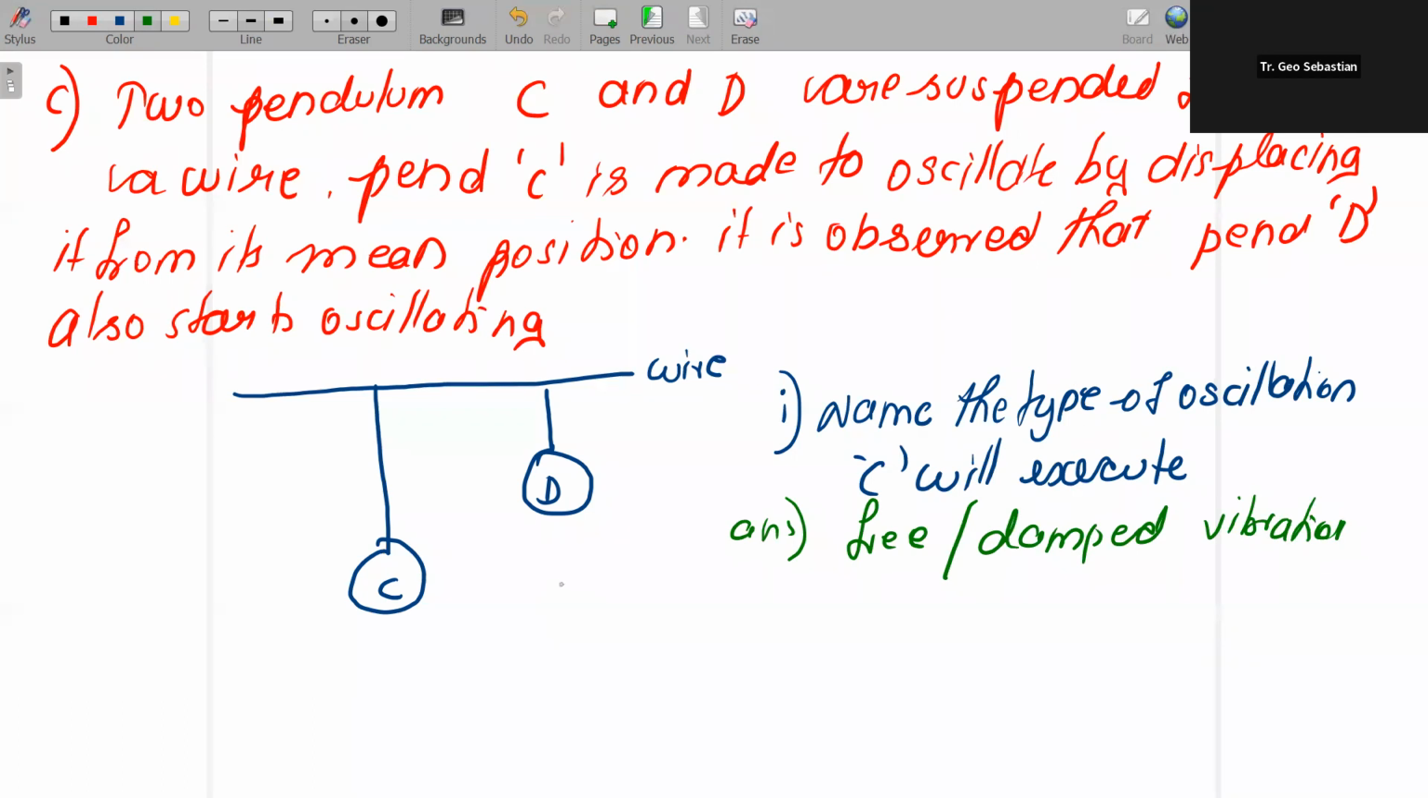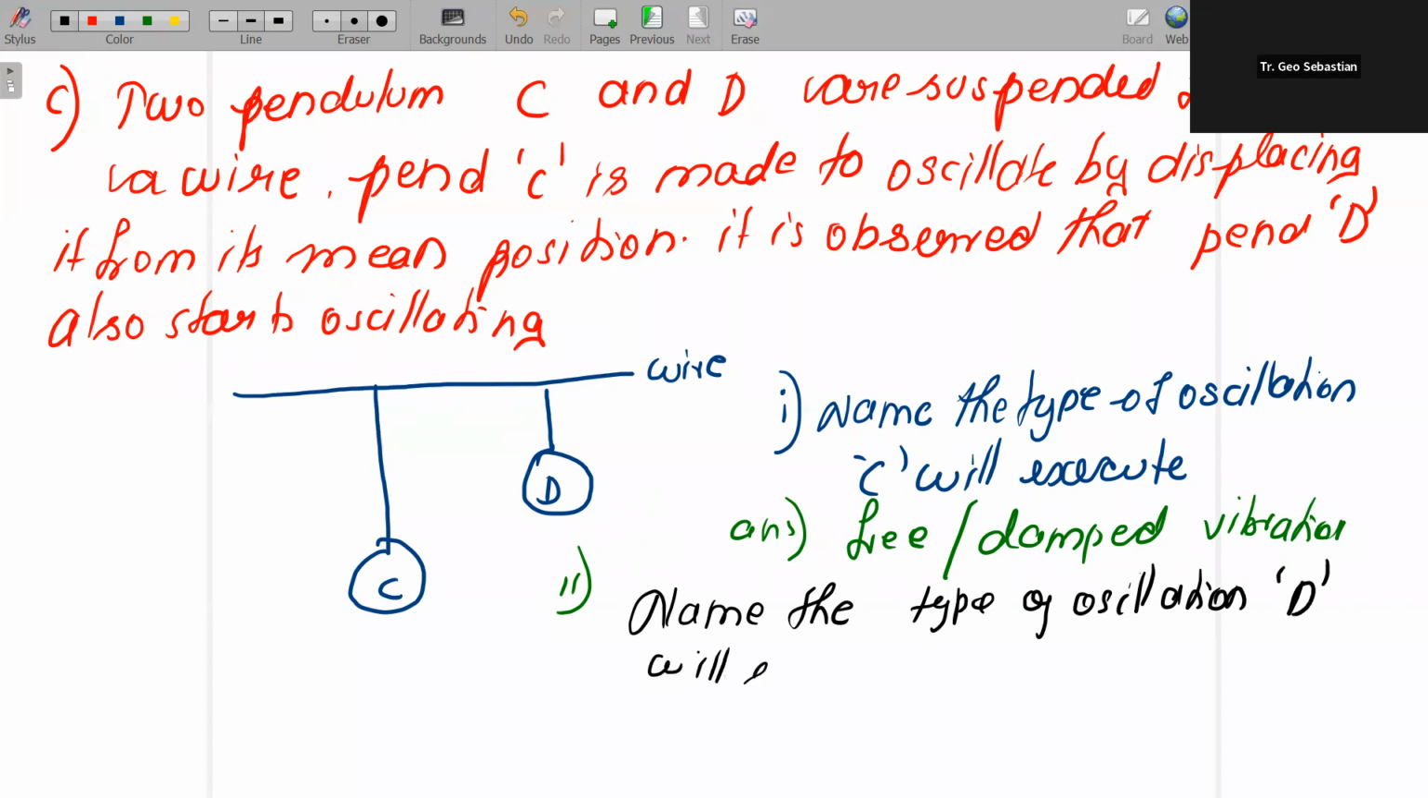Second question: name the type of oscillation D will execute. What is the answer? Forced vibration. Right. Third one: what is the name of the phenomenon?